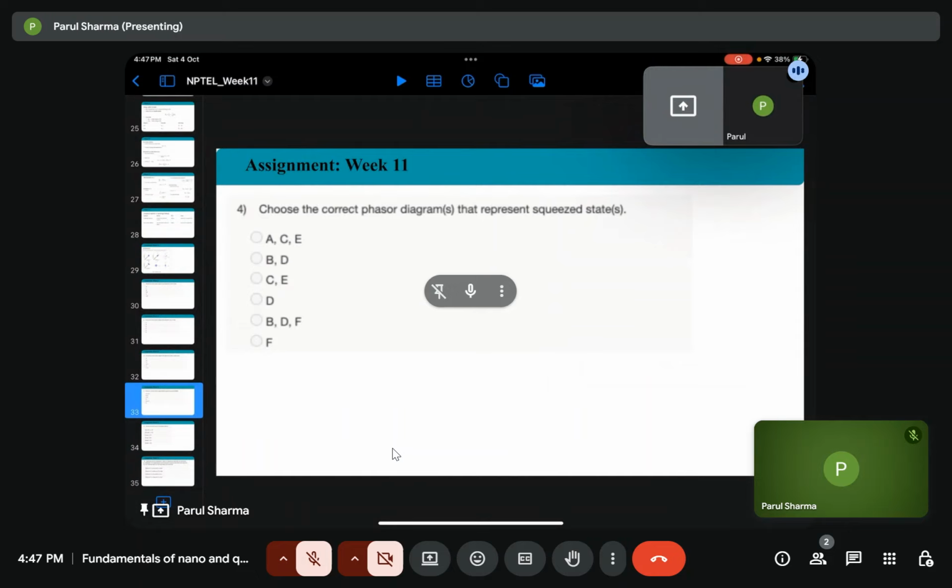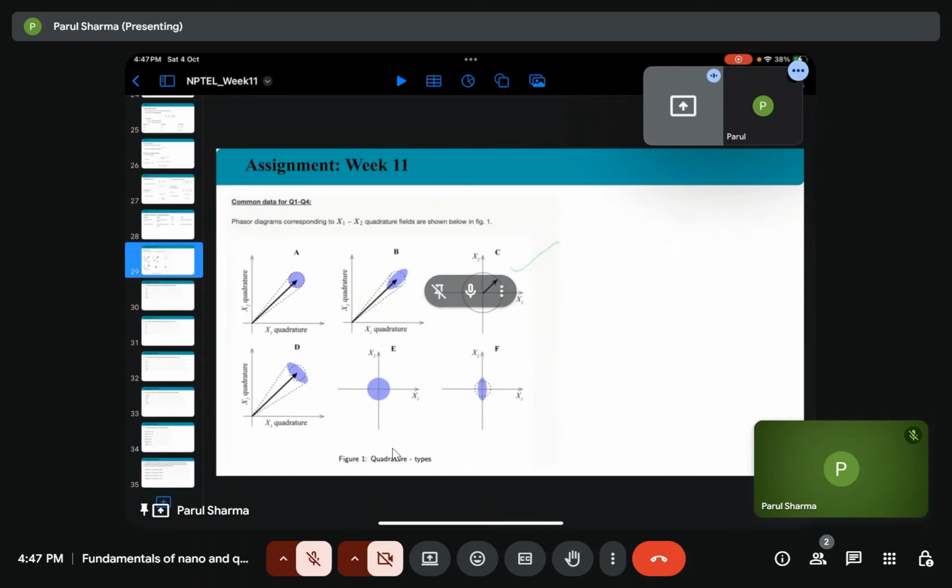Now choose the correct phasor diagram that represents squeeze states. So in this figure, this is the squeeze state, this is also the squeeze state, and this is the vacuum.